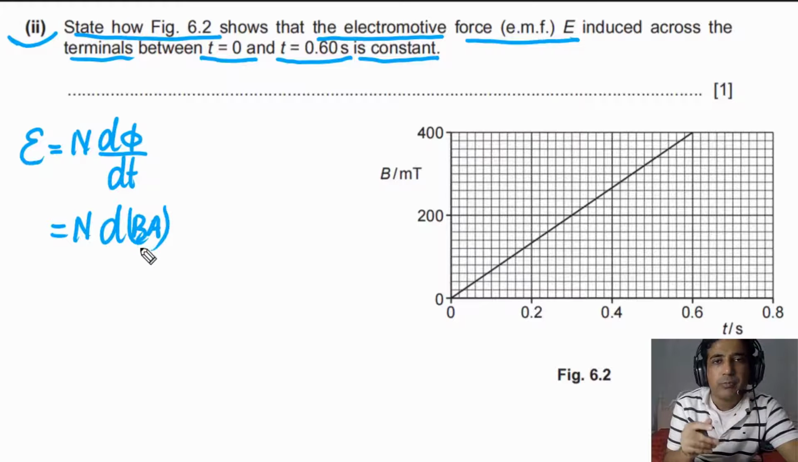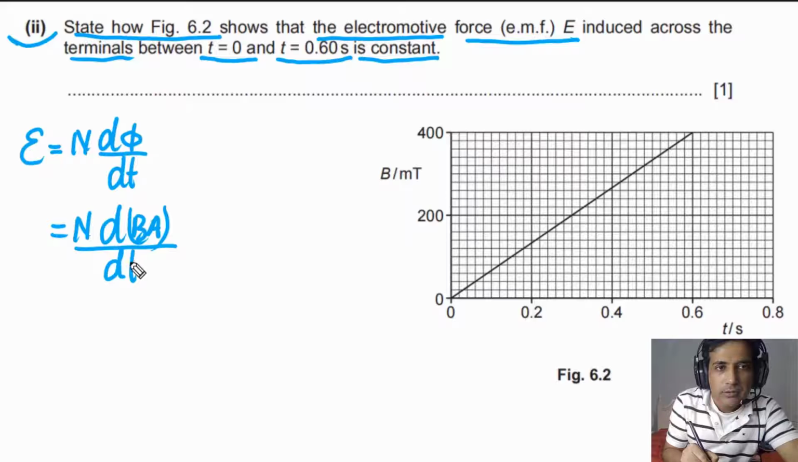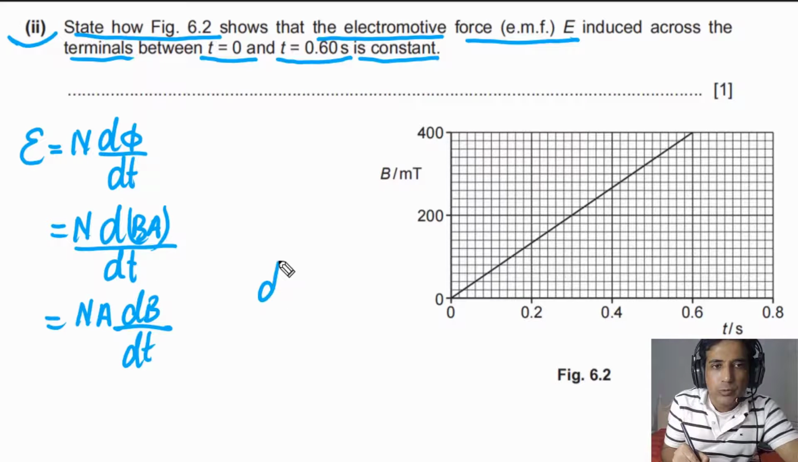In this case, we simply write BA because the plane of the coil is perpendicular to the magnetic field. So we do not need to consider the angle because the angle is 0, so the cosine of 0 is equal to 1. In this case, the area of the coil is constant, so we can take this out. We can say this is NA dB/dt, and dB/dt is equal to the gradient of this curve.